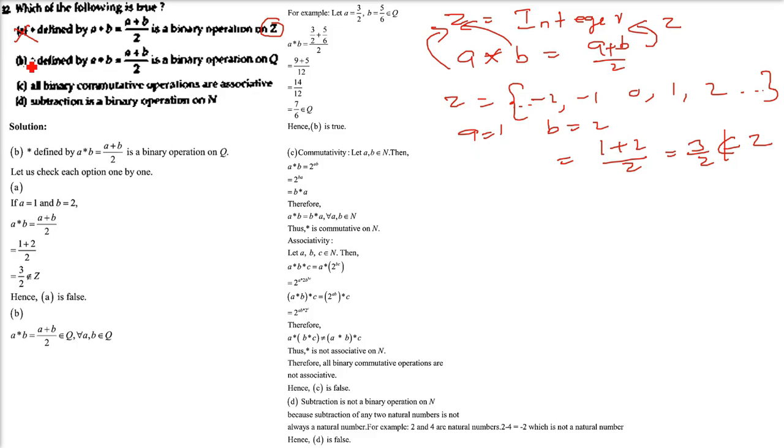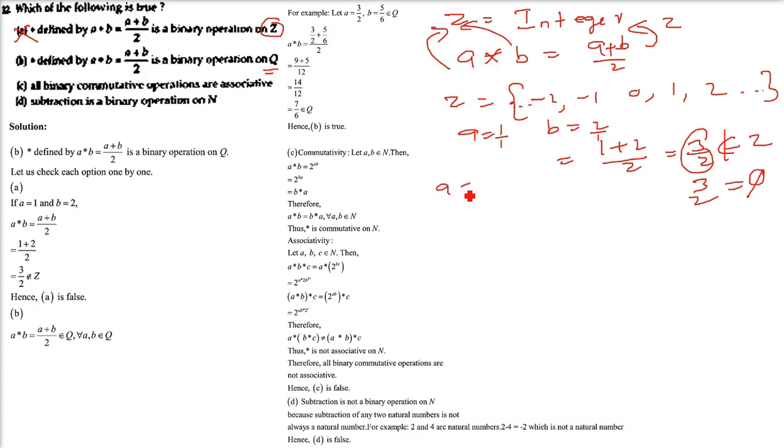Right? Now in the second part, what we see: star defined by A star B is (A plus B) by 2, is a binary operation on Q. While doing this, we came to know that the value is coming as 3 by 2. So why not take A and B again, 1 and 2, because 1 by 1 is also in Q, 2 by 1 is also in Q, so you can take 1, 2 and say 3 by 2 is belonging to a rational number, so this is true.